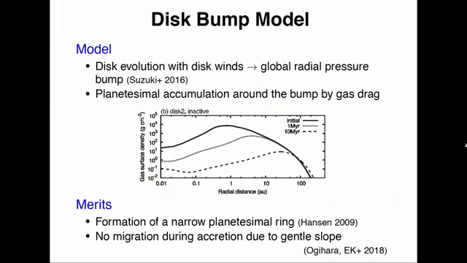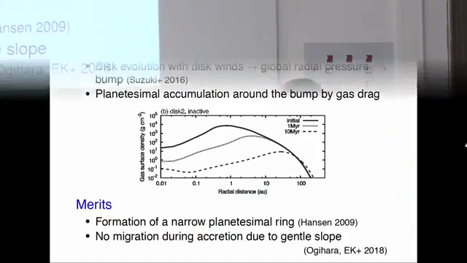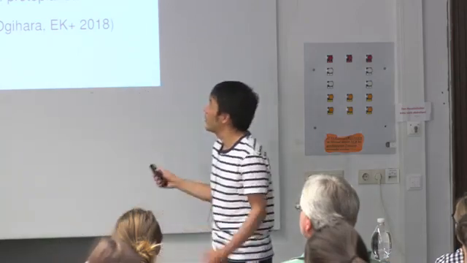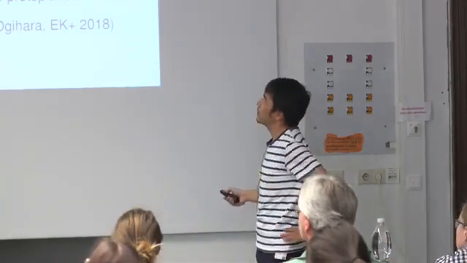But here, we also propose this disk bump model. Due to the early evolution of the gas disk, we can have a pressure bump in the gas surface density around 1 AU. As we have already learned, this high pressure area can gather planetesimals, which can naturally lead to the localization of terrestrial planets.